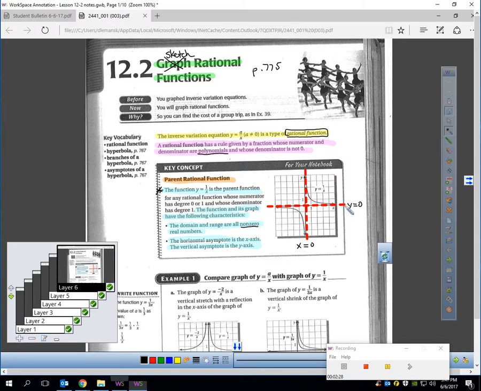And I just kind of gave away the second aspect of the parent function. The horizontal asymptote is the x-axis. It's where y equals 0. And the vertical asymptote is on the y-axis. That's x equals 0.